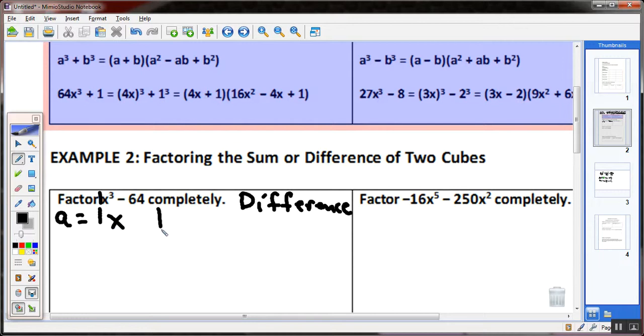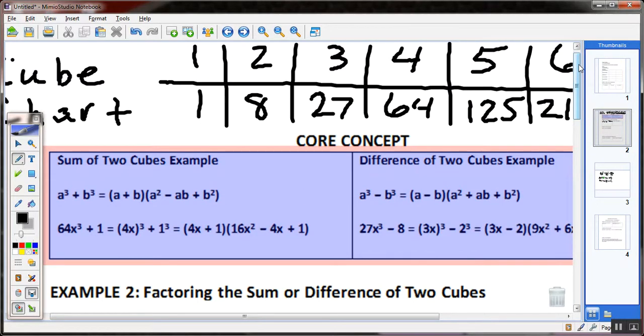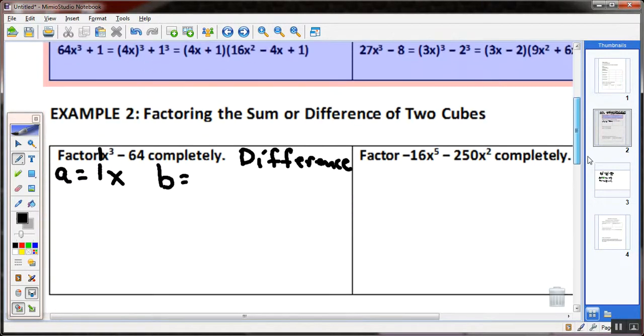Anybody have a guess on what we're going to let our B value equal? Well, up here by rule it says it's a cubed minus b cubed. So what number cubed gives you 64? We did this one. Okay, let's go over it again. What number cubed is 64, kids? Careful. Want to use this chart up here. Yep, 4 to the third. Okay, that makes sense? So we're going to let b equal what value, kids? All right, let's let it be 4.